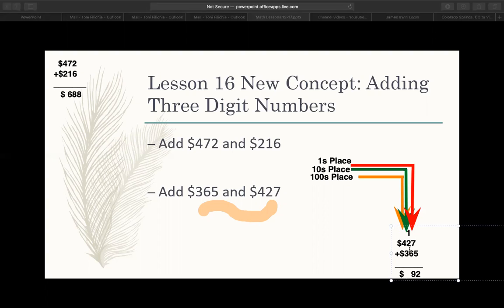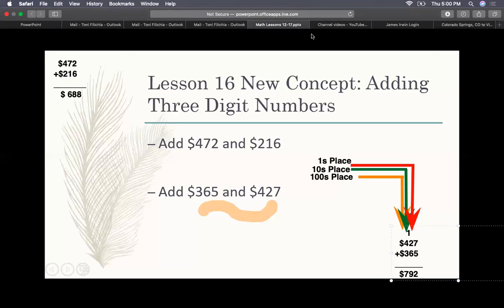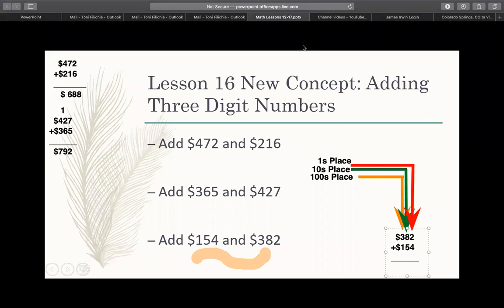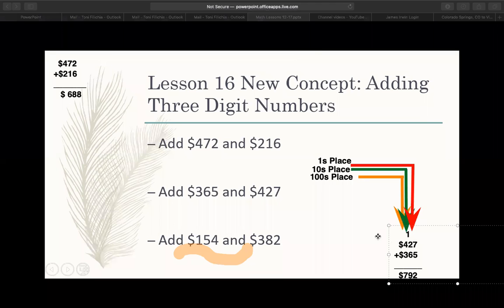And finally, our hundreds place. Looking here at our orange, 4 plus 3. What is 4 plus 3? 4 plus 3 is 7. So our sum for $427 plus $365 is $792. Okay, and moving on.